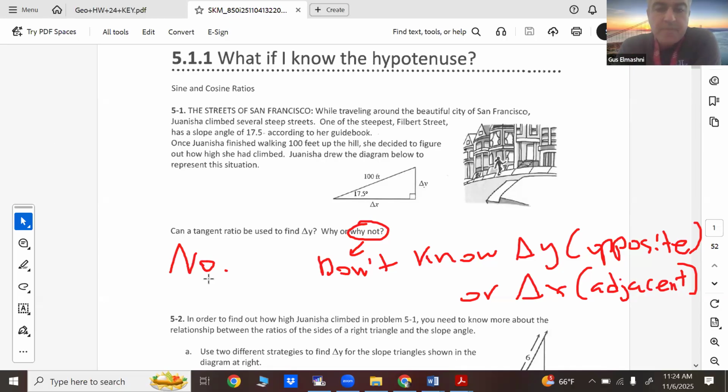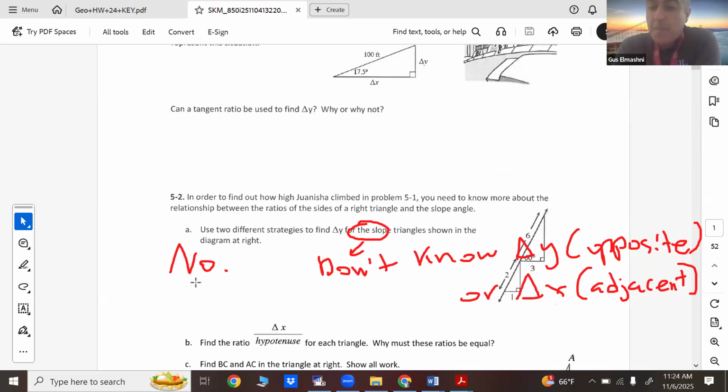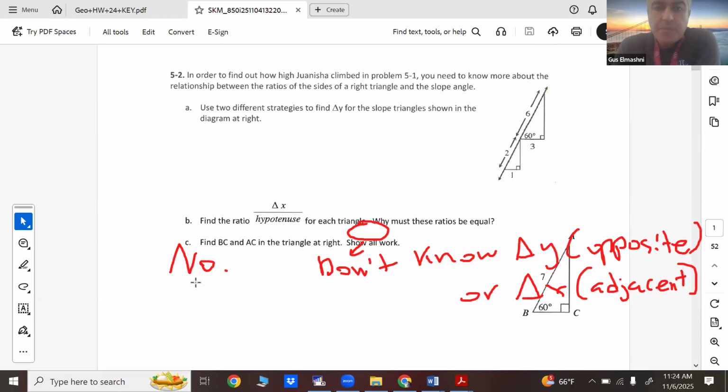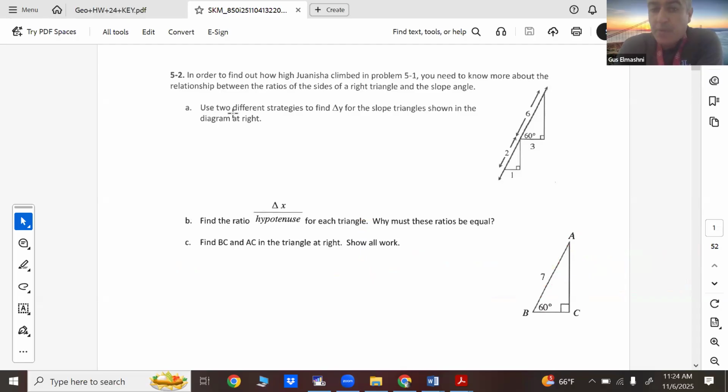So what are we going to do? We're going to learn some new stuff here today. So 5-2. In order to find out how high Juanisha climbed in problem 5-1, you need to know more about the relation between the ratios of the sides of a right triangle and the slope angle. So we have some strategies we can use here. For example, use two different strategies to find delta y for the slope triangle shown in the diagram at the right. I'm going to label these as A and B.